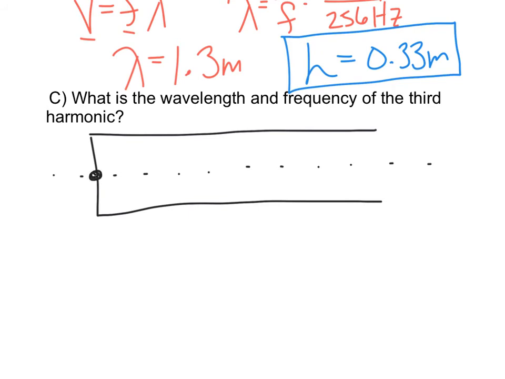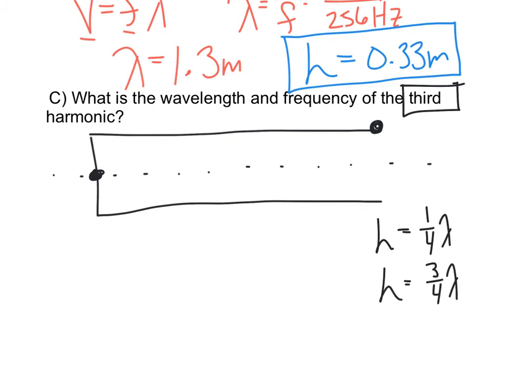We're going to have a node at one end and an antinode at the other. When I have a standing wave and I'm looking at my third harmonic, I can think about the relationship between the wavelength and the total length of the tube. For our fundamental frequency, the length of the tube was 1/4 of the wavelength. In this case, our wave is going to be 3 times higher frequency and 1/3 of the wavelength. Our length of the tube should equal 3/4 of a wave.